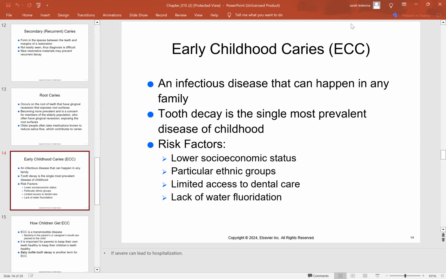ECC, or early childhood caries, is an infectious disease that can happen in any family. Tooth decay is the single most prevalent disease of childhood. Some of the risk factors for ECC would include a lower socioeconomic status, particular ethnic groups, if the family has limited access to dental care, and then lack of water fluoridation.